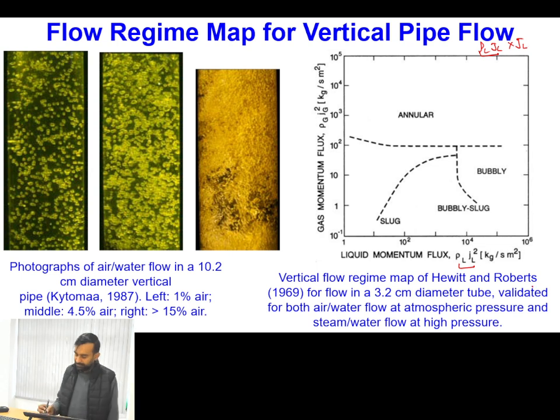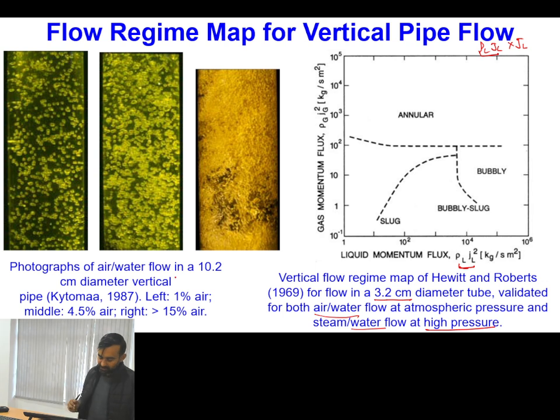Okay. So Hewitt and Roberts have plotted this in terms of momentum flux of liquid and momentum flux of gas, and typically almost the same set of regimes which we observed in the previous discussion are observed, but the only difference is this experiment is done in a 3.2 centimeter diameter tube, and again here both air and water are used, and this regime is also applicable for steam and water at high pressure conditions. Okay, and you can also see how the transition takes place when the fraction of the air is changed.